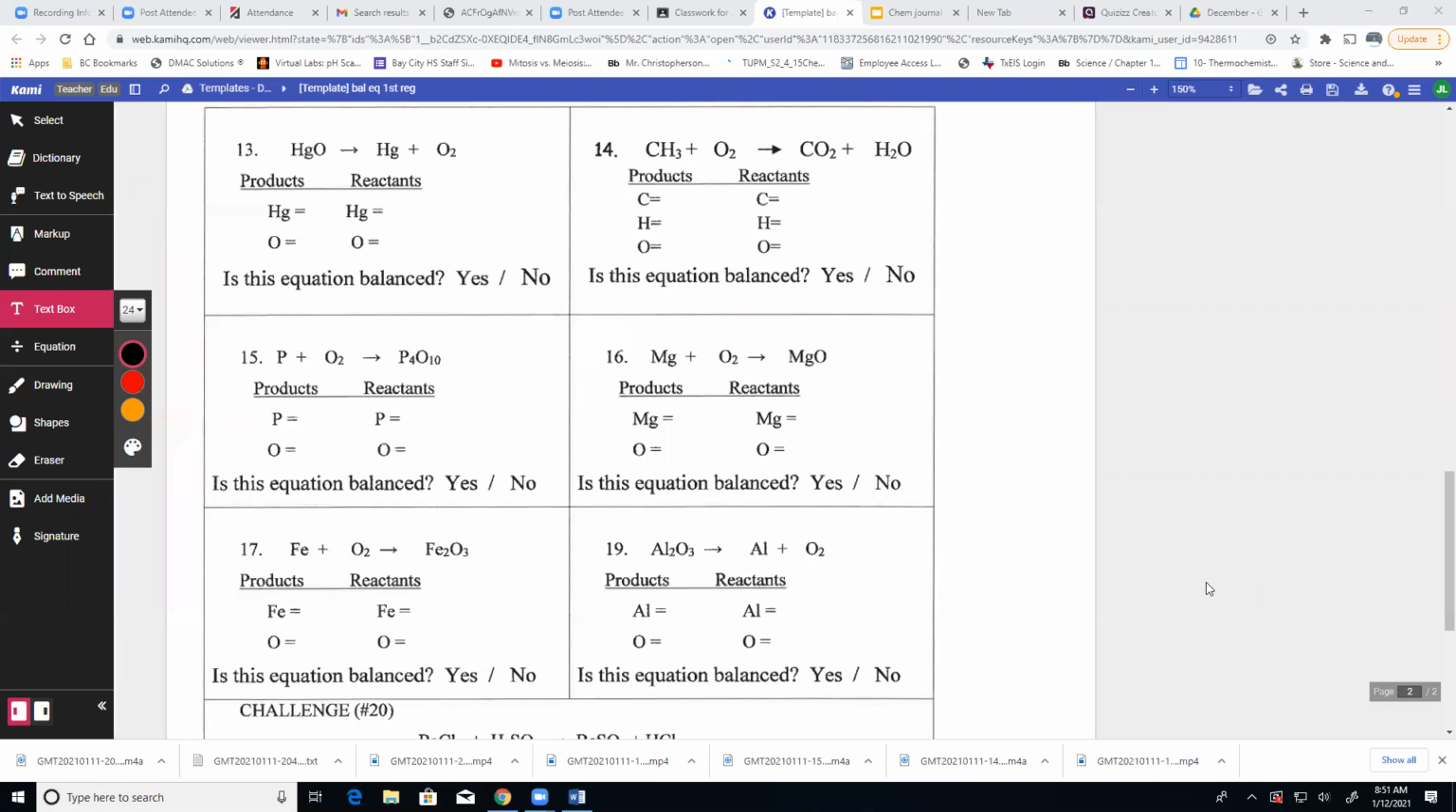Because 3 times 2 is 6. So the smallest common number would be 6. So I need to try to get 6 oxygen on each side. There's going to be a coefficient times each, right? So it's going to be 6, and right here it's going to be 6.